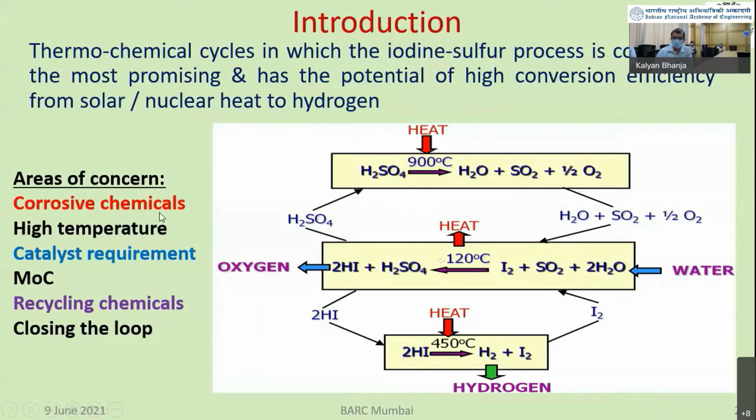The areas of concern here are corrosive chemicals like iodine, HI, sulfuric acid, SO2, and high temperatures, 900 degrees centigrade and 450 degrees centigrade, and we require a catalyst for the SO3 decomposition also. Then comes the metal of construction, because they are corrosive chemicals, then recycling of chemicals, and finally closing the loop, that means not wasting the chemicals as such.